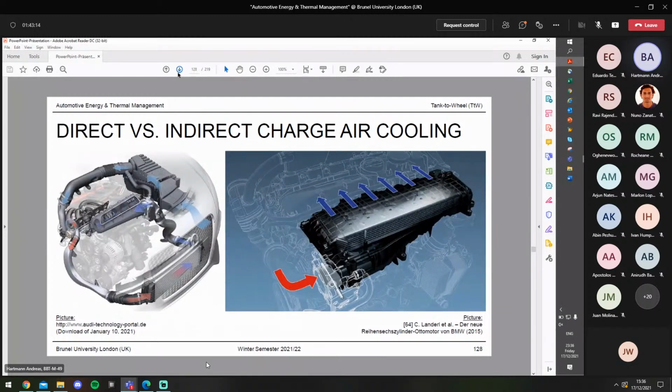Okay, yeah, here you can see now two different variants. So first one, the direct charge air cooling, which uses a separate radiator in front of the vehicle on the left side, and the indirect charge air cooling, which uses a liquid to cool down the charge air. And what might be the advantage of the indirect charge air cooling in comparison with the direct charge air cooling? More heat can be removed from the charge. Yeah, this is one aspect, and another one. What might be another one?